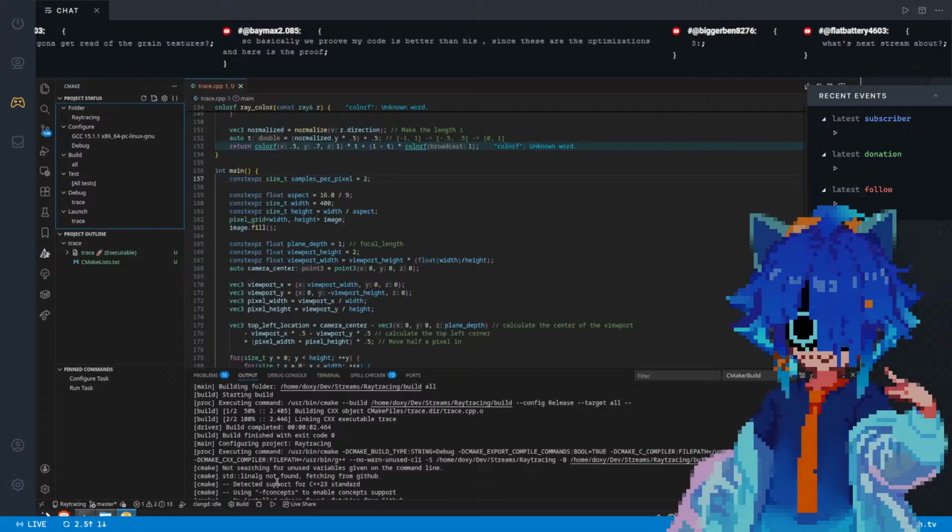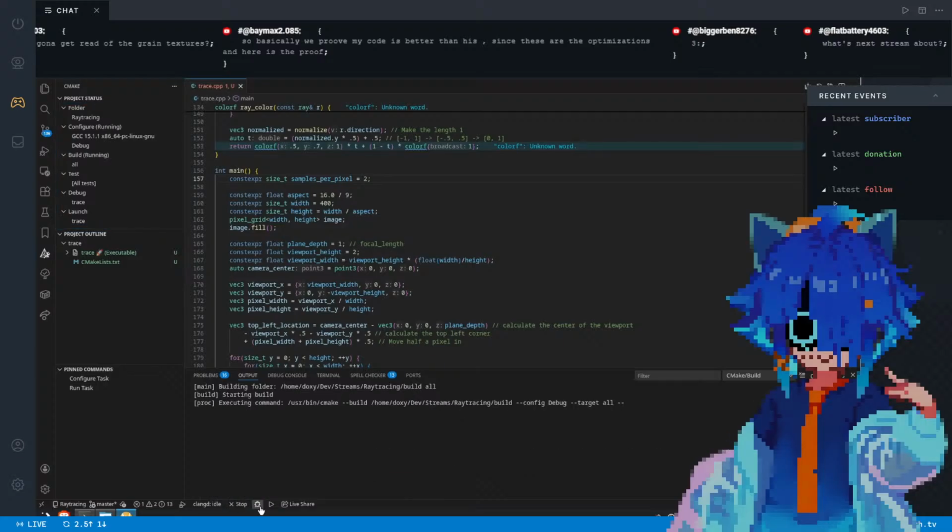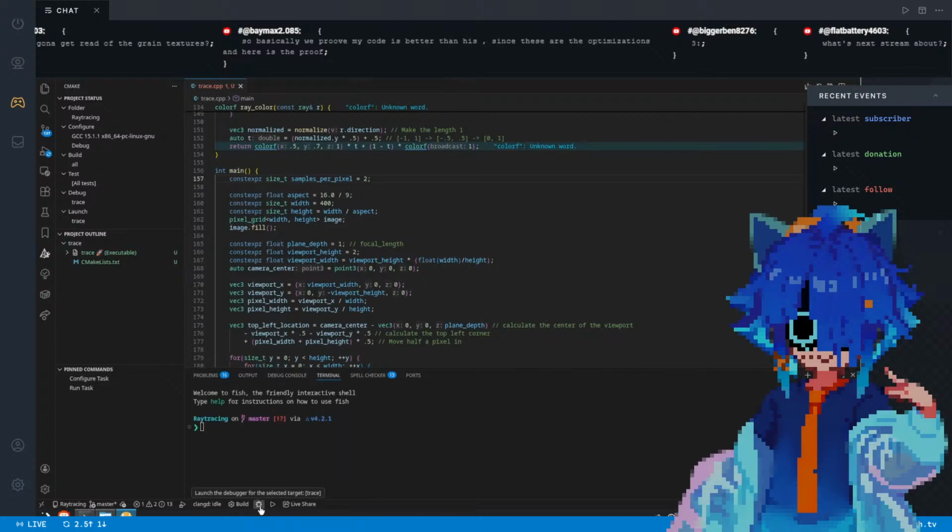What's next time about? It's either going to be finishing the window class that we implemented, or it's going to be starting model loading. I haven't decided yet.